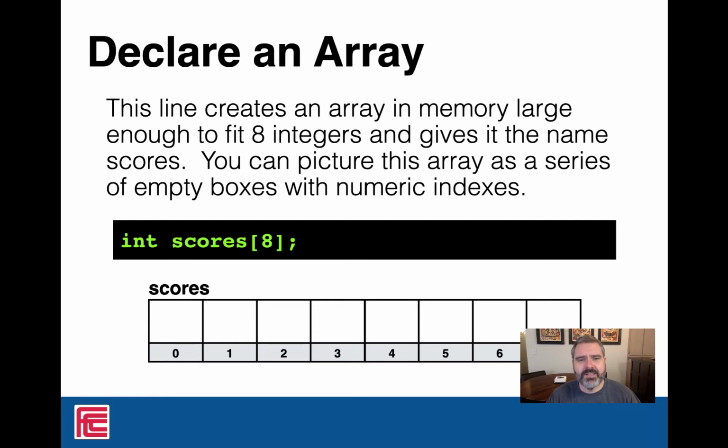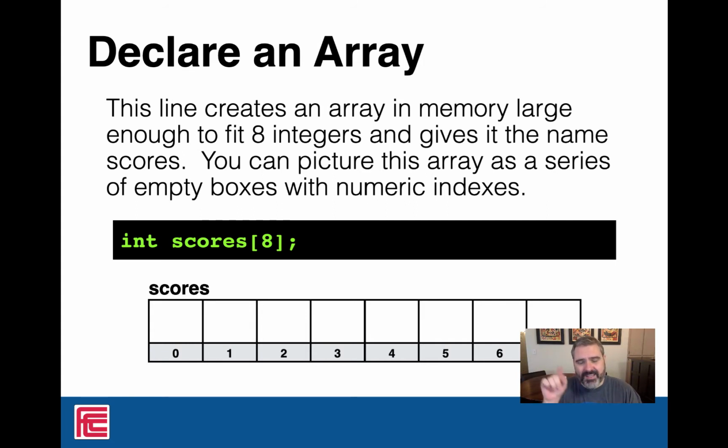The other thing to note is how these are actually indexed. In computer science, almost everything starts with 0. So the first element is actually index 0, scores sub 0. The reason for that is, that sub number, that's how we would say it in English. If I wanted to access the first value, I would say scores sub 0, 0 being in the square brackets.